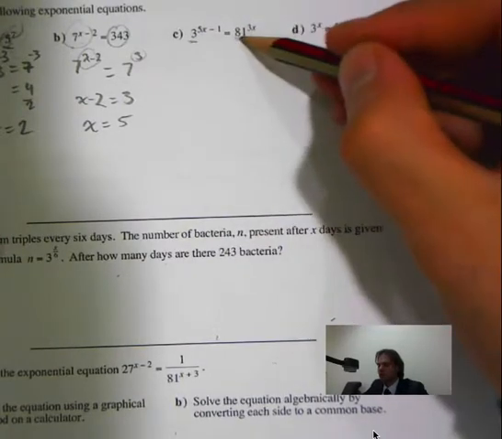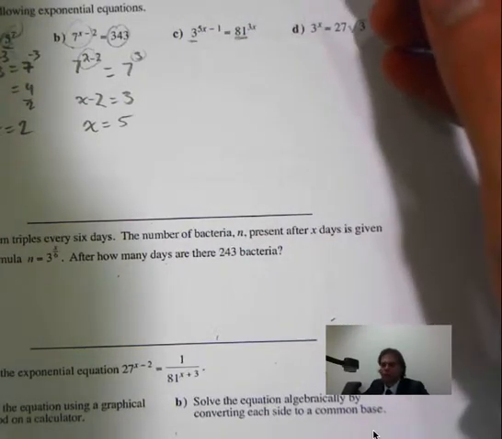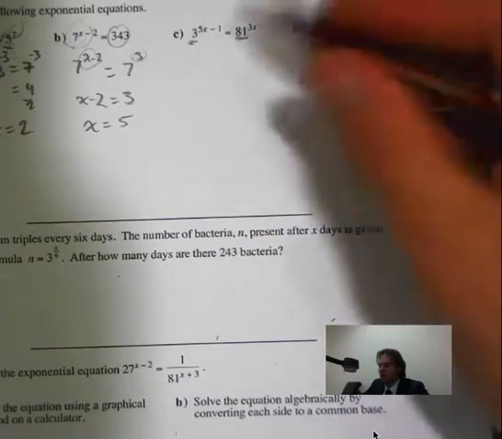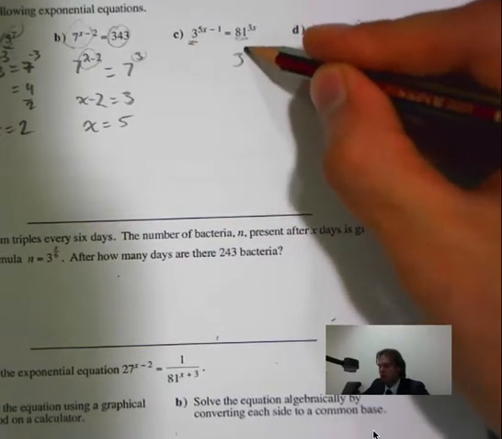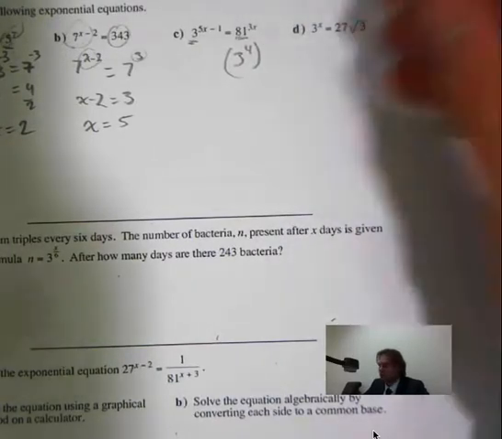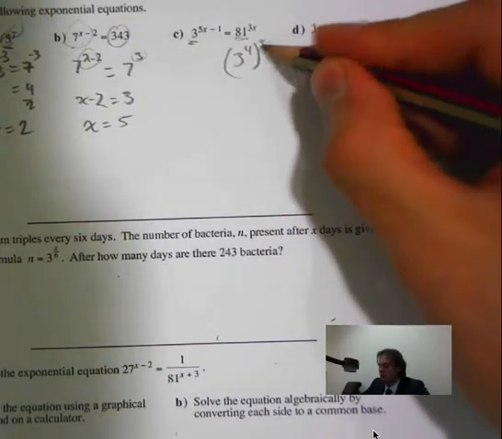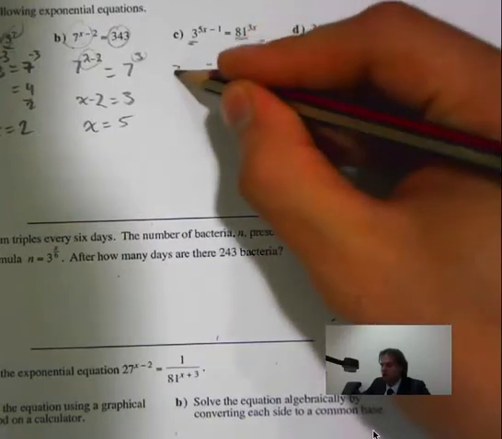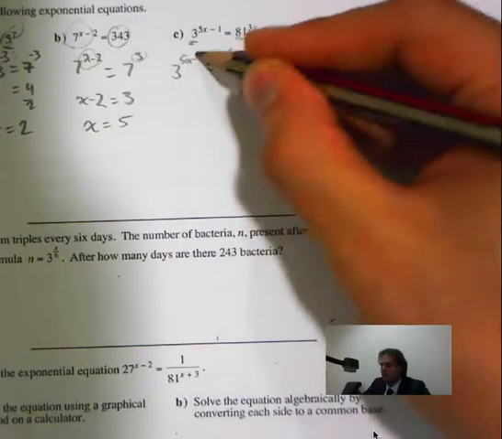Base 3. So this should be in base 3. Well, if I keep on multiplying by 3 to get to that base, I'm going to find out it is 3 to the power of 4, or 9 times 9 is 81, and that's 2 3's for each, so that's 4 3's. So 3 to the 3x is equal to 3 to the 5x minus 1.